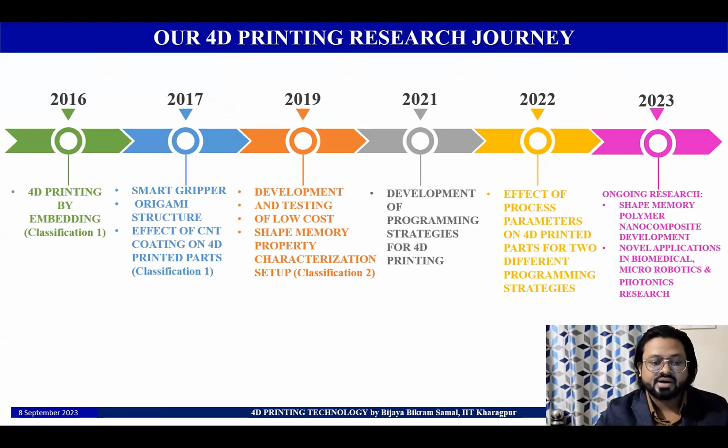Now coming to our 4D printing research journey. We started in 2016 by embedding the smart material into the 3D printing and creating a 4D printed part. Apart from that, we also created some origami structures, some smart grippers in 2017. Then from 2019 to 2022, we focused on printing of shape memory polymers and testing its shape memory characterization using some low cost characterization methodology, and also creating some programming strategies.